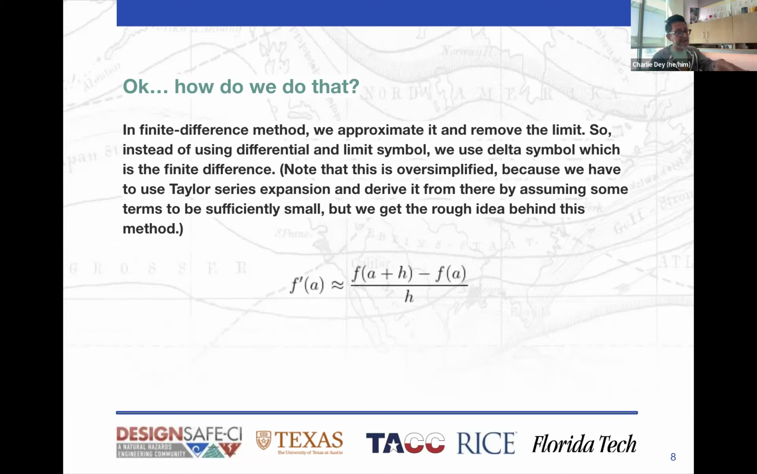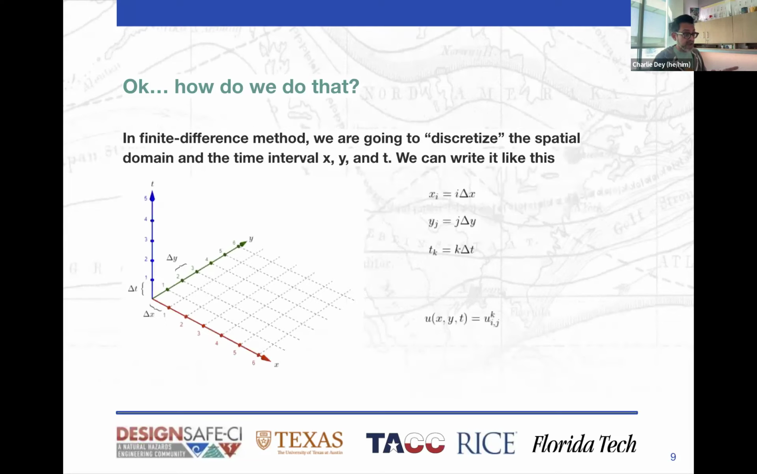We have f prime of a is approximately equal to f of a plus h, h being our step size, minus f of a, all over h. So that is essentially what we're going to solve it with. And a couple other pieces of information. How do we do that? We're going to discretize our grid. So our domain is going to travel over x, y, and t. So this is what it kind of looks like.